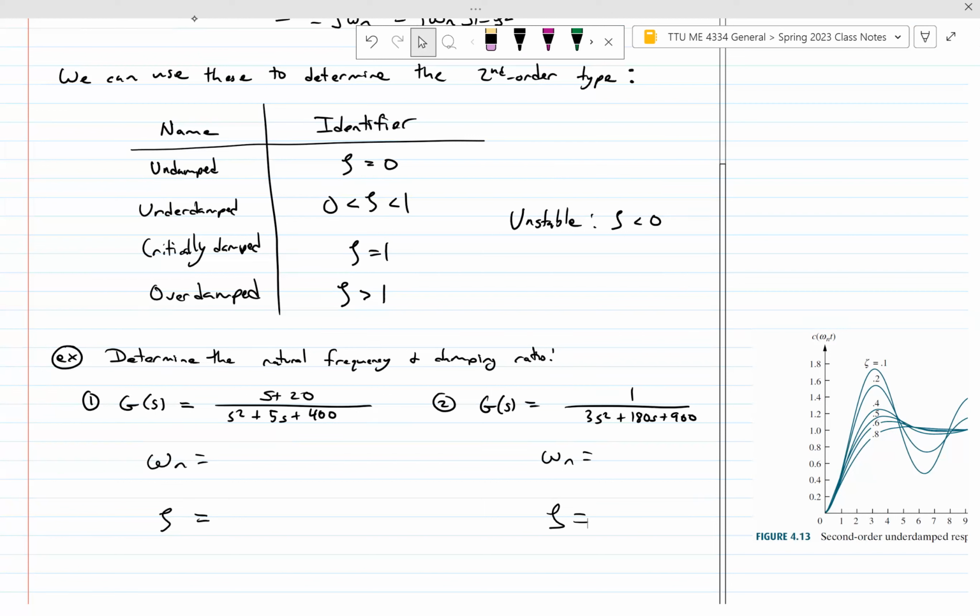So, number 1 here, I would just say natural frequency is 20, right? Square root of 400. We usually just go with the positive root for natural frequency specifically, because a sinusoid at a frequency of 20 or negative 20 is still oscillating at the same frequency. Just the sign would change.